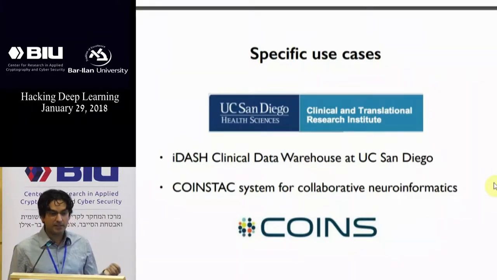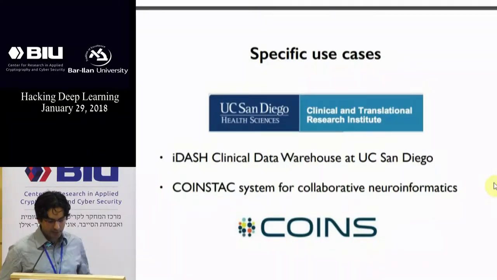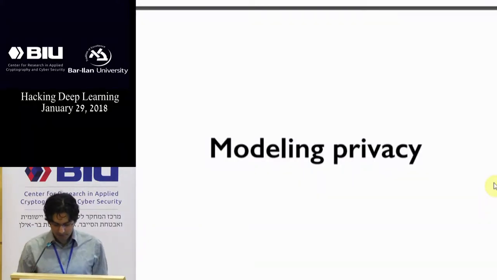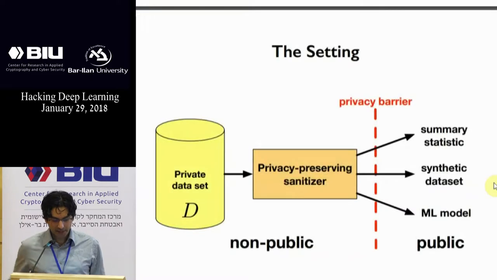And I think this is actually a very big application for differential privacy in this sort of area. And the thing that I will talk about a little bit more is something called the CoinStack system, which we're working on right now, which is a system for doing collaborative research in neuroinformatics. All right, so with that motivation, we want to talk about how we model privacy.